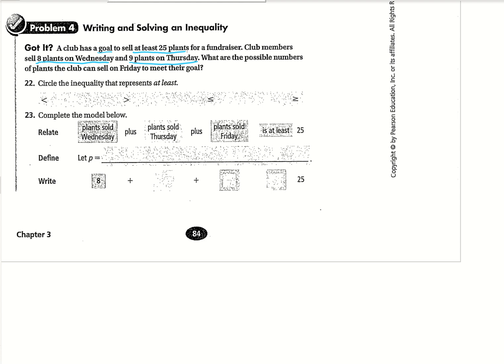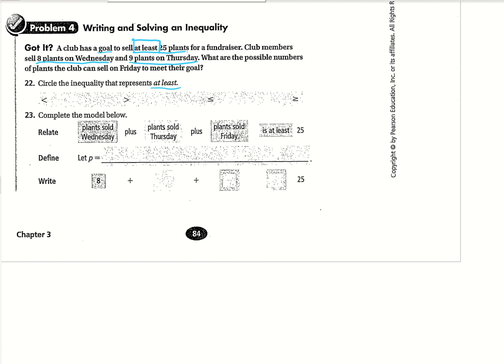You'll notice it says at least right here. Whenever we have the word at least, that's going to be a trigger word to tell you which sign you're looking for. At least is kind of tricky, because at least you're thinking less than, but that is not the case.